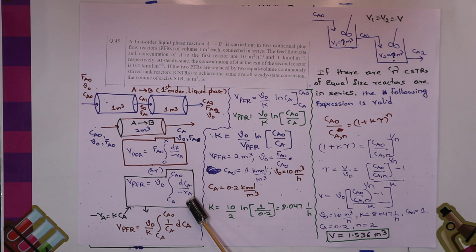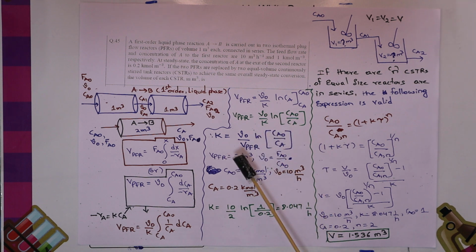Here, directly, minus Ra equal to k Ca, I can directly integrate if the reaction rate is expressed in terms of concentration. Given minus Ra equal to k Ca, because it's first order, let us substitute. The volume of the PFR is nothing but the volumetric flow rate divided by k, integral from Ca to Ca0, 1 by Ca into dCA. I know the integral of 1 by x dx is ln. If you substitute the limits, finally you get the volume of the PFR equal to nu 0 by k into ln Ca0 by Ca.